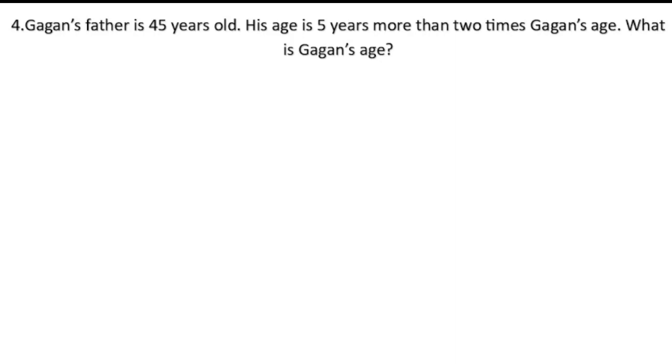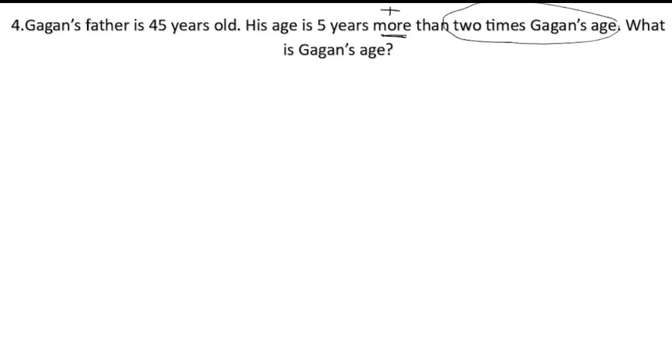Problem. Gagan's father is 45 years old. His age is 5 years more. So what do you mean by more? We will add 5, okay, than 2 times of Gagan's age.